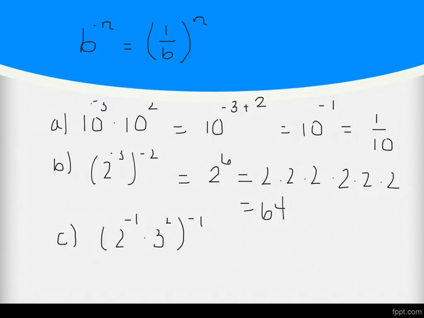Example 1C, you notice inside the parentheses we have things that are being multiplied but their bases are not the same. So we cannot add their exponents. So what we rather need to do is to distribute the exponent outside to each of the exponents inside. And of course this is the property that tells us to multiply. So for the base of 2, the exponent of negative 1 inside gets multiplied by the exponent of negative 1 outside. Negative 1 times negative 1 is positive 1.